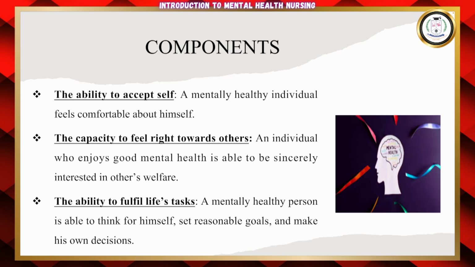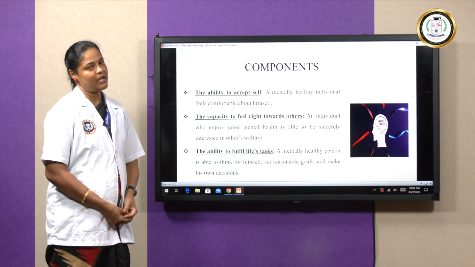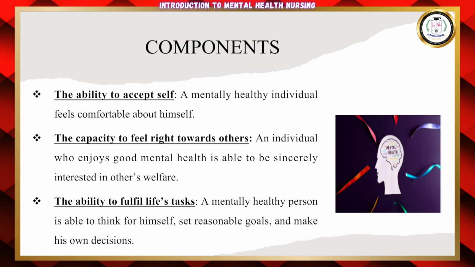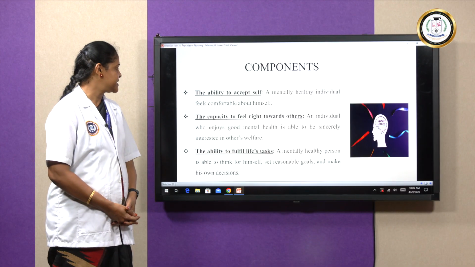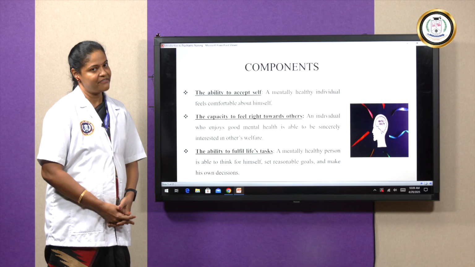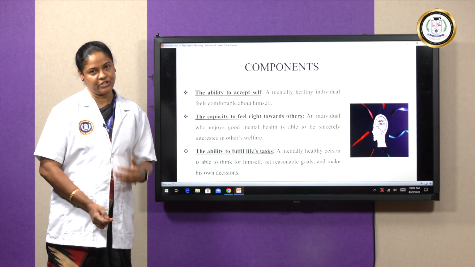Next, I move on to the components of mental health nursing. The first component is the ability to accept self. First, we have to accept ourselves. A mentally healthy individual feels comfortable about himself. The second one is the capacity to feel right towards others. A mentally healthy individual will show interest in others' welfare. The third component is the ability to fulfill life's tasks. A mentally healthy person is able to think for himself, set reasonable goals, and make his own decisions.